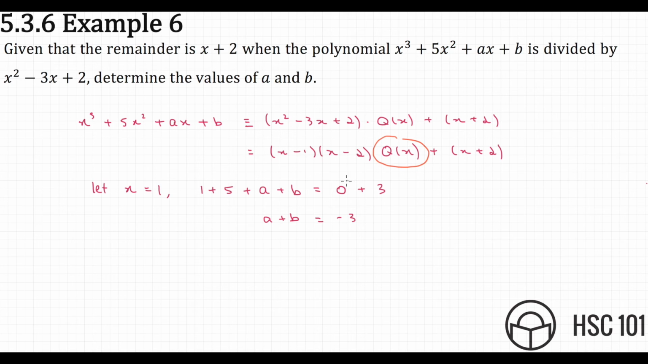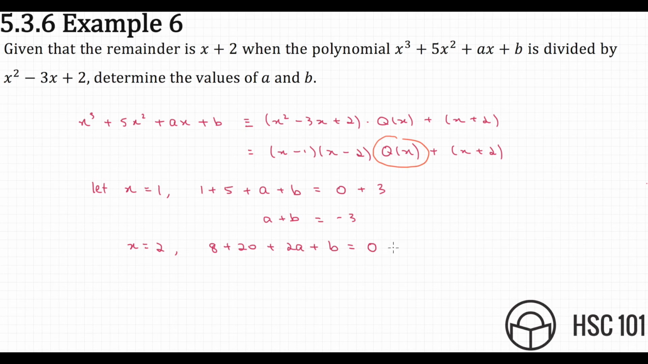If we try the second x value that I mentioned, if we let x equals 2, on the left we're looking at 8 plus 20 plus 2a plus b, equal to 2 minus 1 times 2 minus 2 times the quotient evaluated at x equals 2.